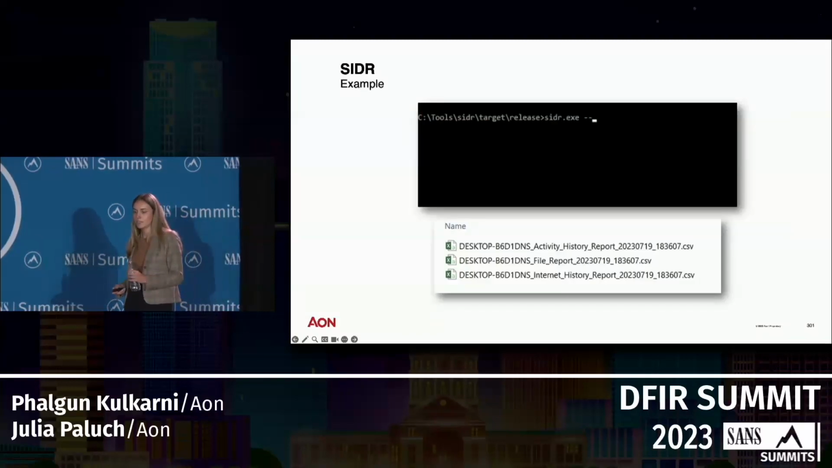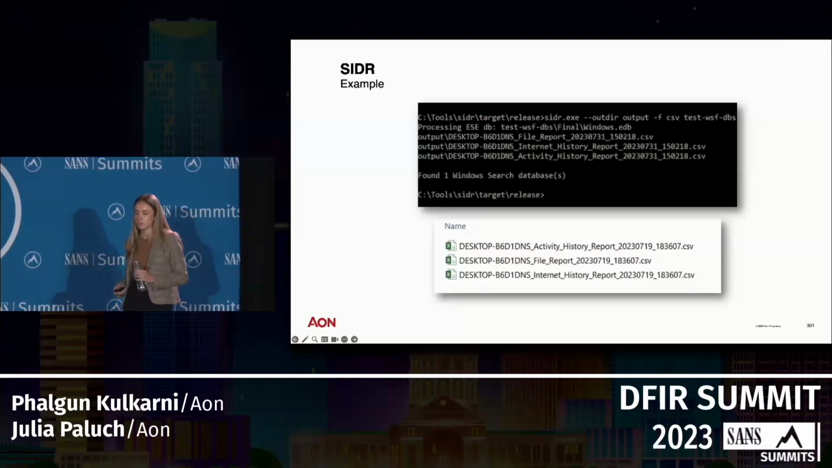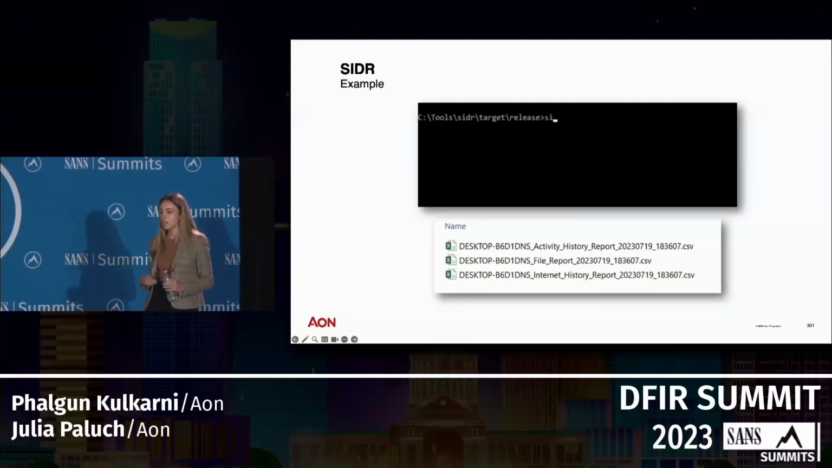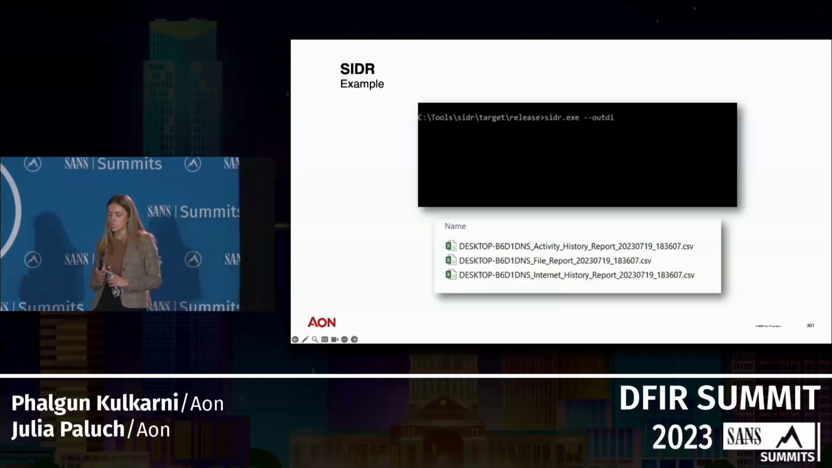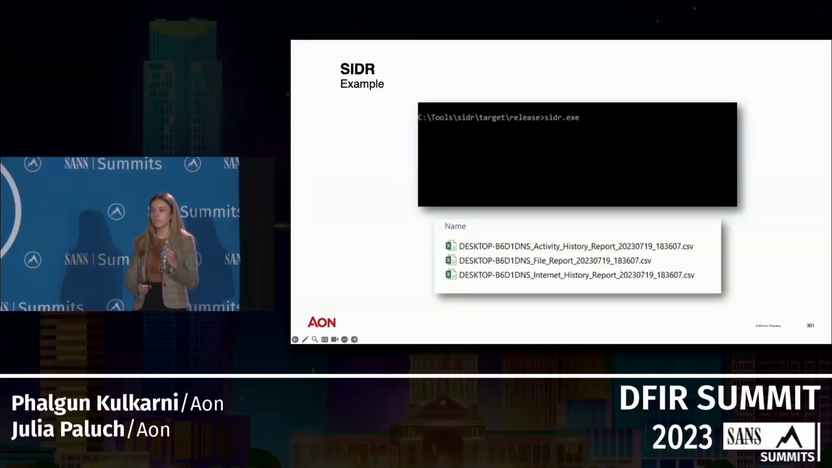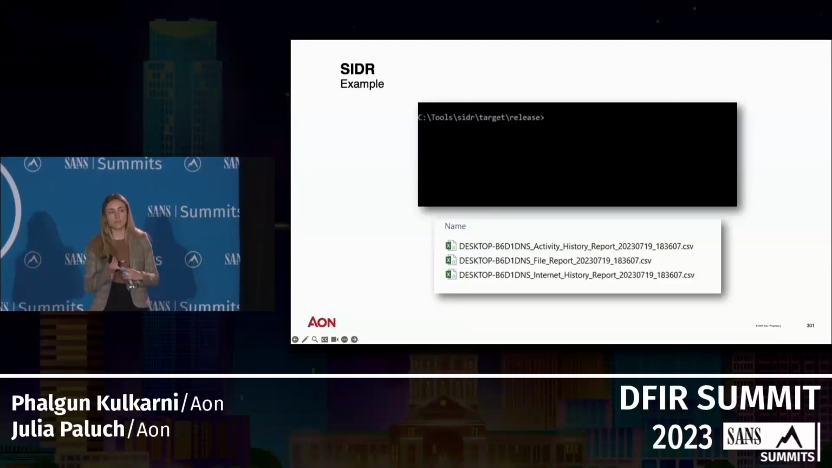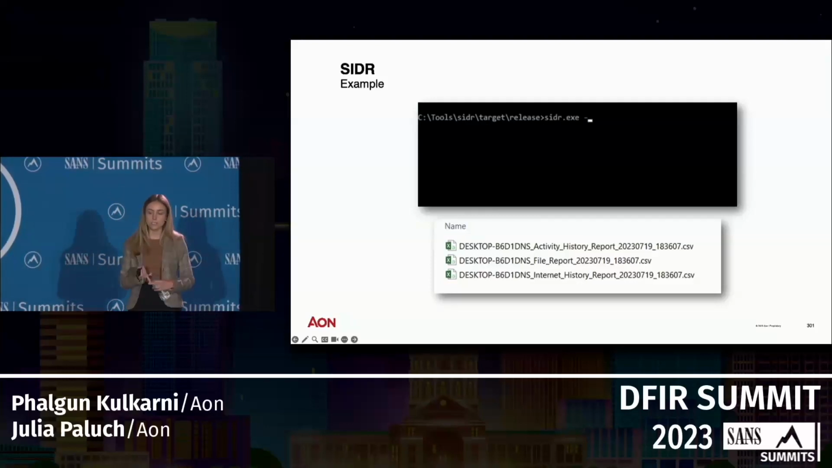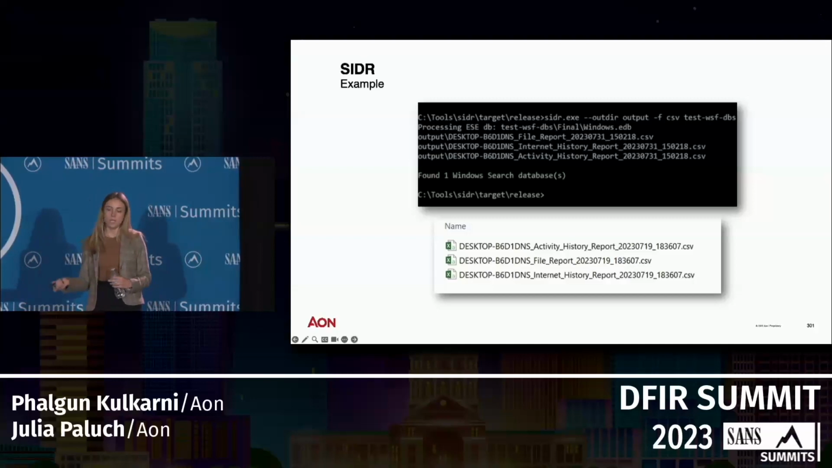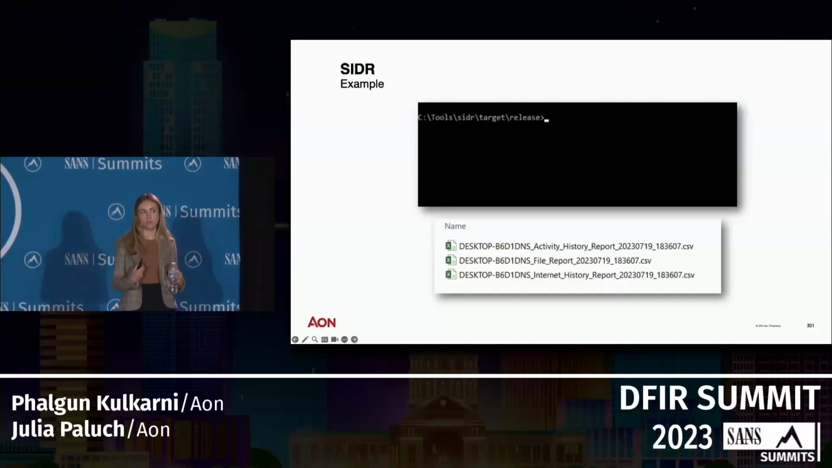Like I said, you call CIDR, you give it an output directory, a format, and the input directory. And it's super fast. I only parsed one Windows search index, so I got 3 separate reports. The way that the reports are named is it starts with a host name. So if you parse multiple systems at the same time, you can differentiate them with the host name. And then it gives you the report type. So you have an activity history report, file report, and an internet history report. And then you have the timestamp of when the tool was run.